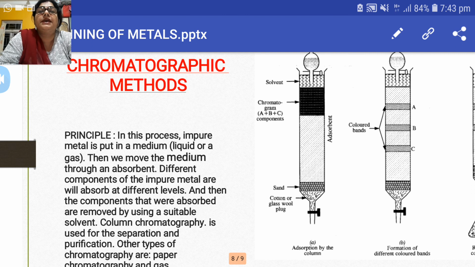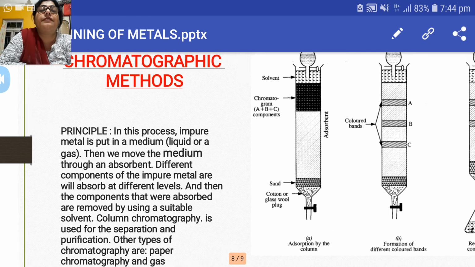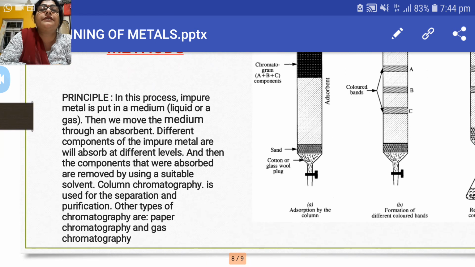In this process, the impure metal is put in a medium. The medium may be a liquid or a gas. Then we move the medium through an adsorbent. Different components of the impure metal will be adsorbed at different levels. And then the components that were adsorbed are removed by using a suitable solvent. So column chromatography is used for the separation and purification.